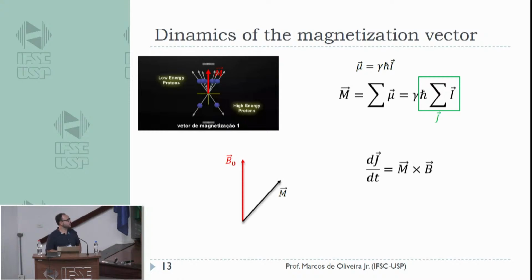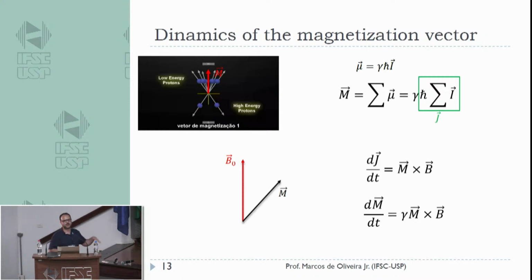And then, of course, the torque will be responsible for a change in the angular momentum. So the variation in the angular momentum is just equal to the torque. But the J is related to M, so we have a differential equation to solve that gives us the motion of the magnetization. It's a relatively easy equation.